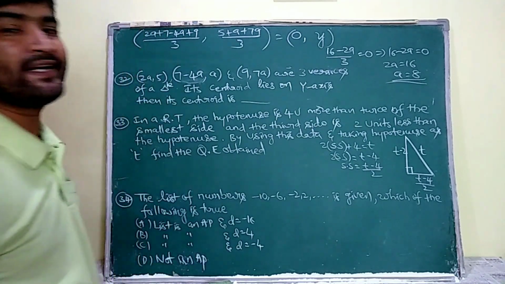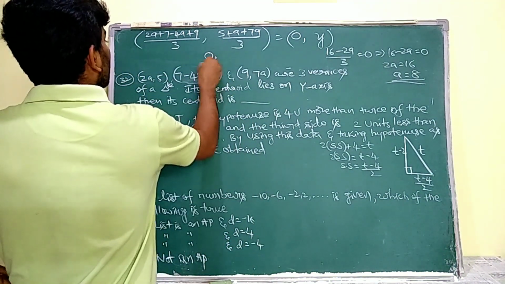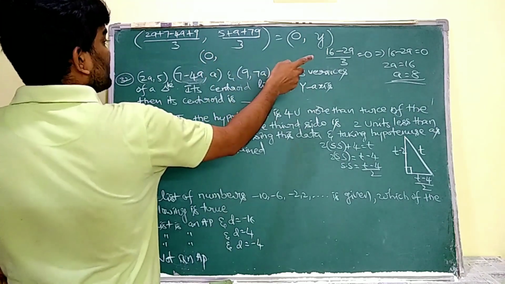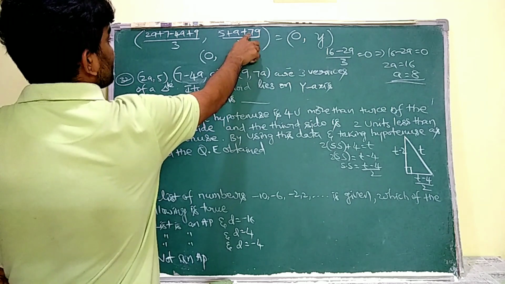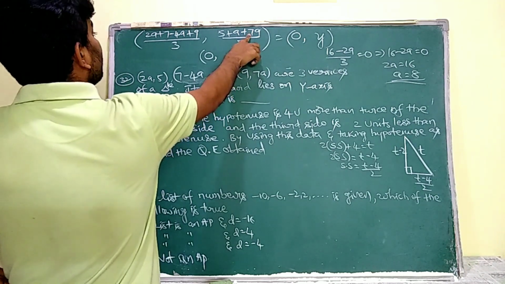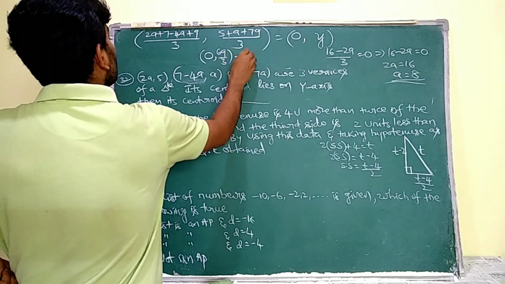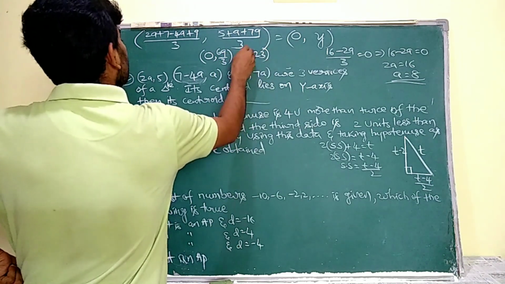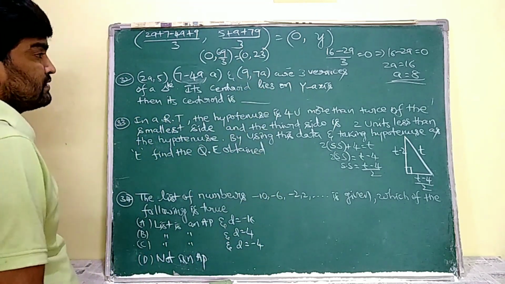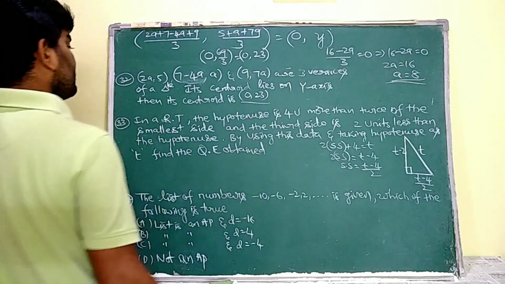If a is equal to 8, then its x coordinate is definitely 0. So the y coordinate is, see ma, 8 into 8. 8 8s are 64. 64 plus 5 is 69, by 3. That is equal to 23. So the centroid is (0, 23). Here the centroid is (0, 23).